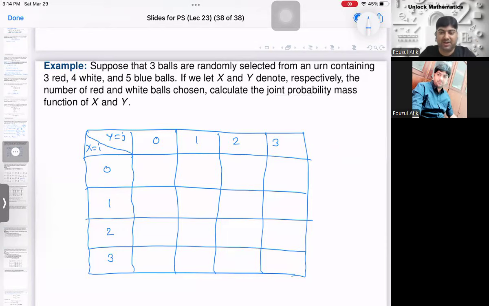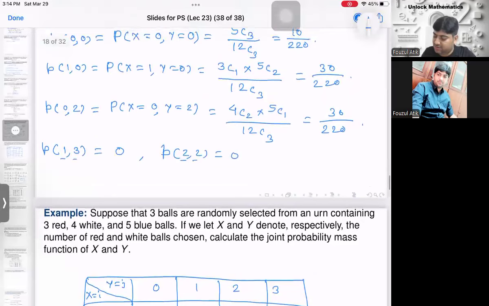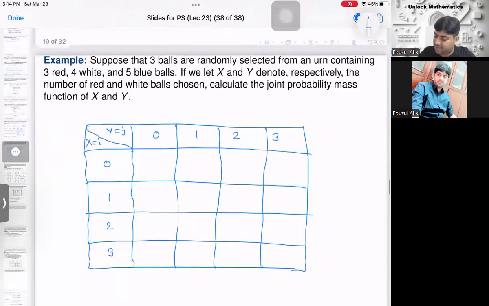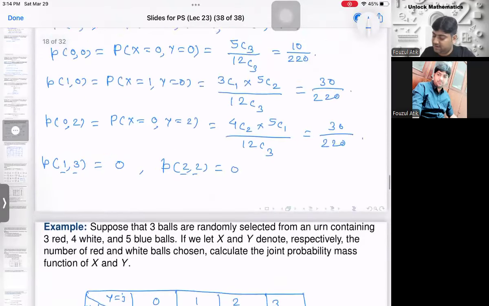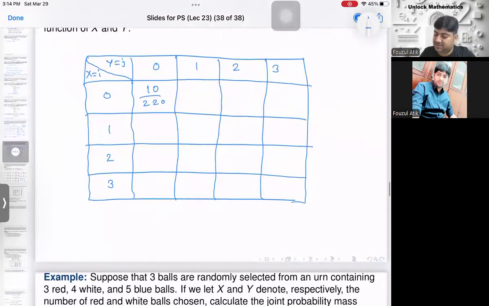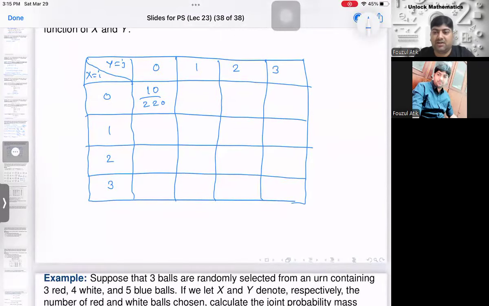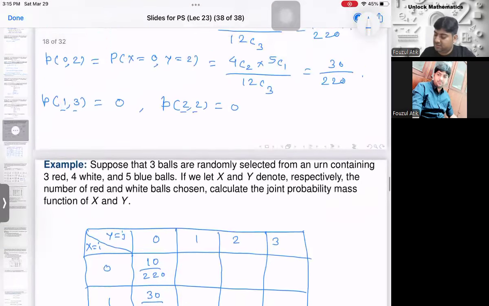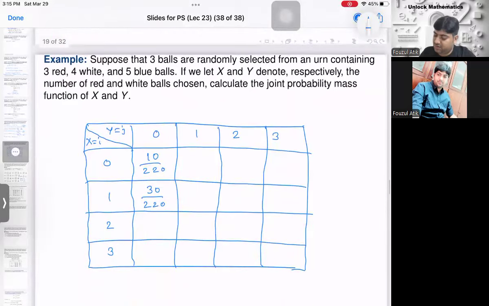y equal to 0 is what? We have already calculated. X is equal to 0 and y equal to 0 was 10 by 220. So we'll write this 10 by 220. Next, what have we calculated? P of 1 0 we have calculated, right? So x is equal to 1 and y equal to 0, therefore this value we have calculated as 30 by 220. Similarly, we have calculated P of 0 2. So x is equal to 0 and y equal to 2, and that value was 30 by 220 again.